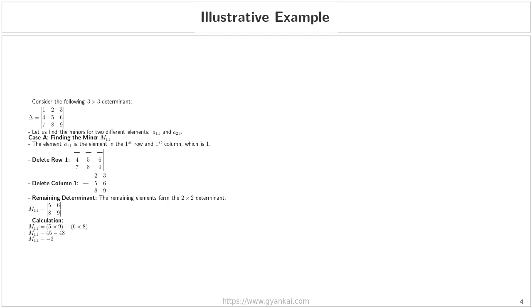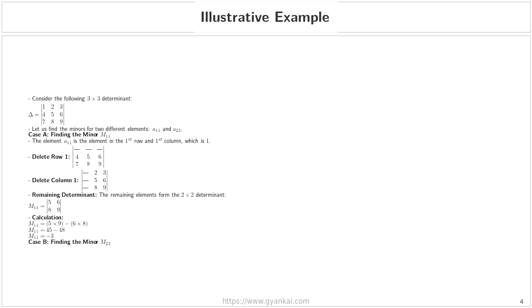After performing these deletions, look at what remains. The remaining elements form a new, smaller 2x2 determinant. This is our minor, m sub-1,1, which contains the elements 5, 6, 8, and 9. To find the final value, we calculate the determinant of this 2x2 matrix by multiplying 5 times 9 and then subtracting the product of 6 and 8. This gives us 45 minus 48, resulting in a minor value of -3.